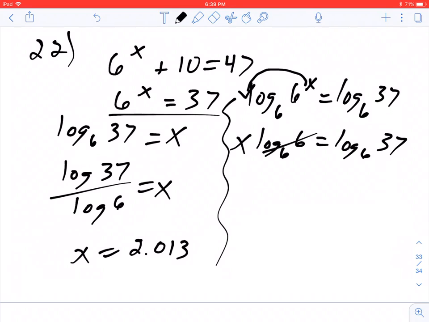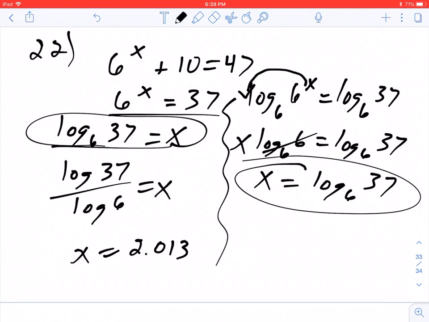And then log base 6 of 6 cancels. It turns into 1, and you're left with x equals log base 6 of 37. And that matches exactly what I said right here and here. These are the same. And then from there, it's the same work. You're going to get 2.013. So it really doesn't matter which way you choose to do that.